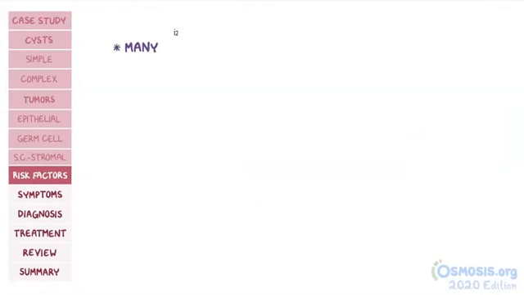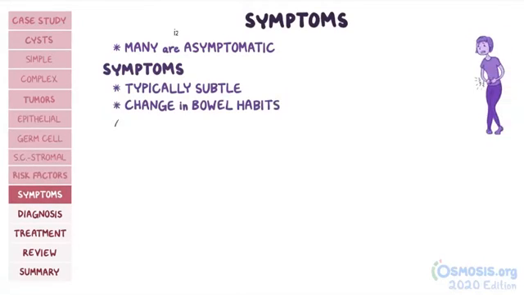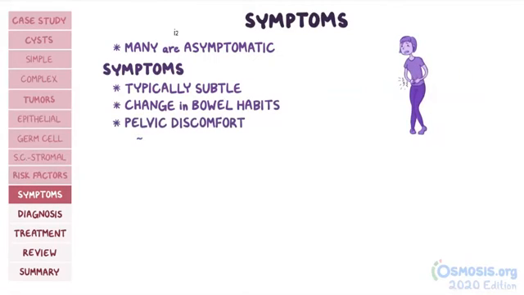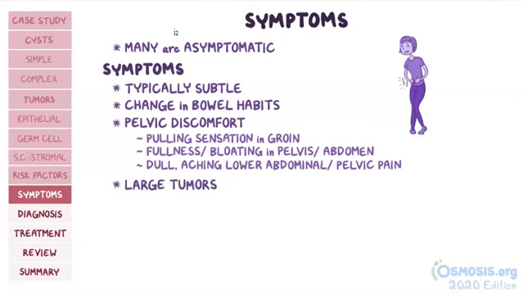Now, many ovarian cysts and tumors are asymptomatic. When there are symptoms, they are typically subtle and may include a change in bowel habits and pelvic discomfort that ranges from a pulling sensation in the groin, fullness, or bloating in the pelvis or abdomen, and dull, aching lower abdominal or pelvic pain, especially in the case of large tumors, like cystic teratomas.